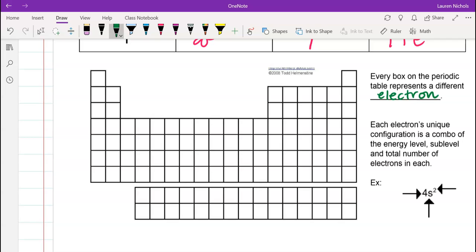And with each electron, it has a unique configuration that's a combination of its energy level, the sublevel, and the total number of electrons in each. When you look at this, the energy levels are the rows. So this would be the first energy level, second, third, fourth, fifth, sixth, and seventh. And then these two down on the bottom are also part of the sixth and seventh energy level.